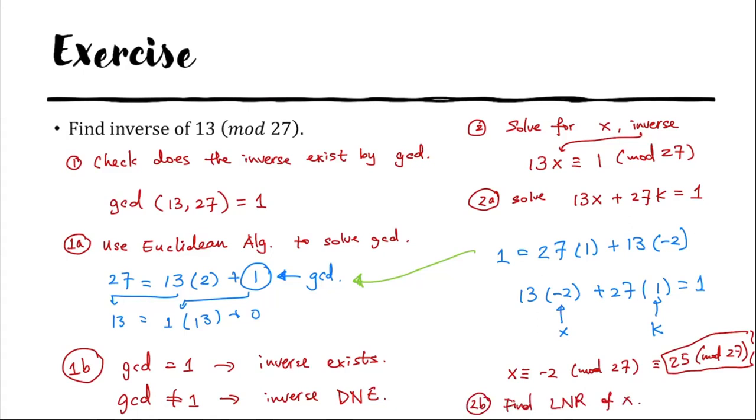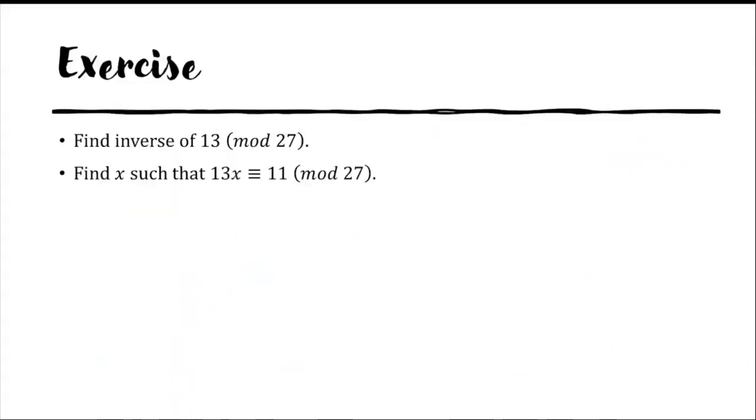Any questions here? So this is how we will find the inverse. Right? So we will use the Euclidean algorithm and then do it backward. And once we find the inverse, if we want to solve, right? So here we just found that 13 inverse is congruent to 25 modulo 27. Now, if you want, you can also use -2, which is also congruent.